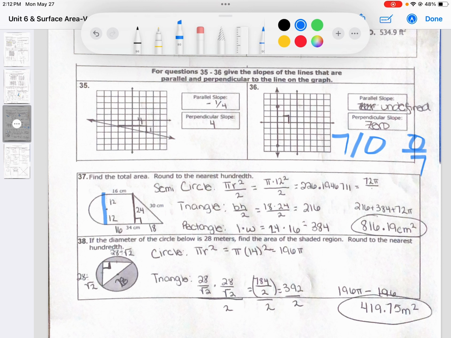So pi r squared, they tell you your diameter is 28. Your radius is half the diameter, which is 14. So 196 pi is the area of the circle, but then I need to subtract the area of the triangle.